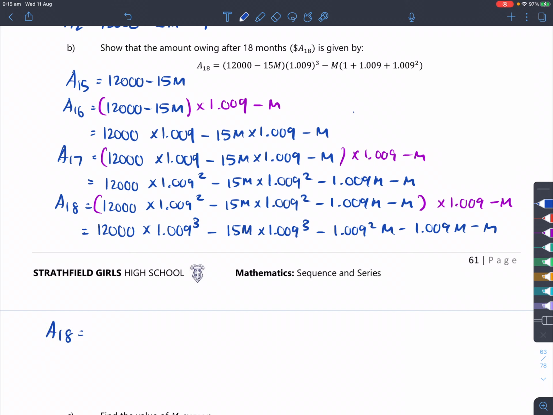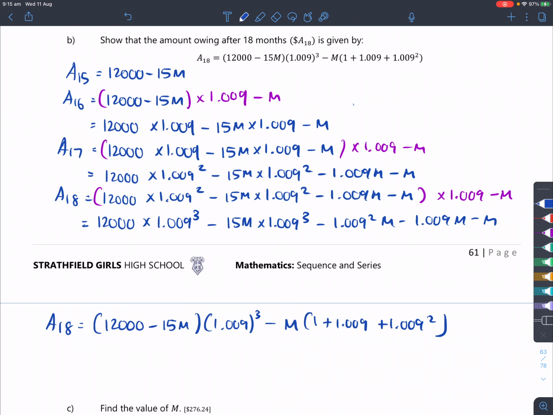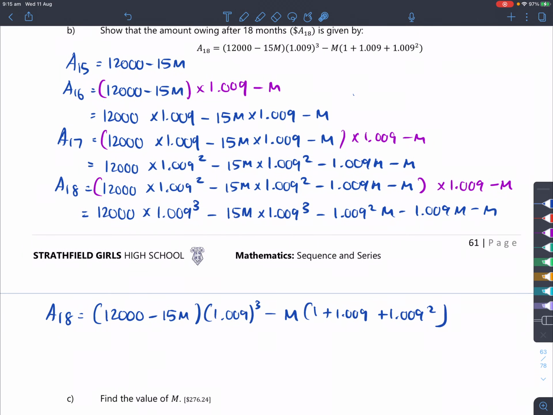A18 equal to 12,000 minus 15M times 1.009 cubed minus M. So we'll factorize out a negative M at the end, going this way. We shall get 1 plus 1.009 plus 1.009 squared. Okay? And we've proved that statement. All right, question C. Find the value of M.